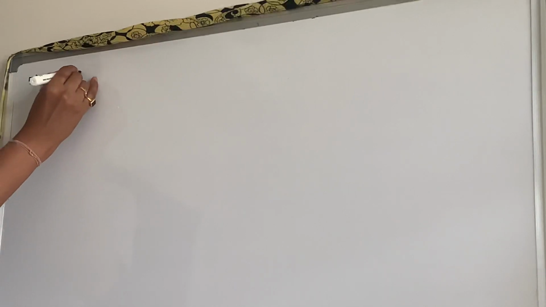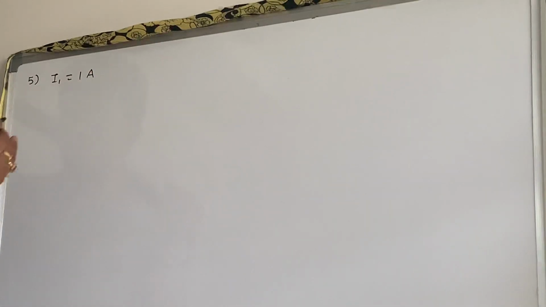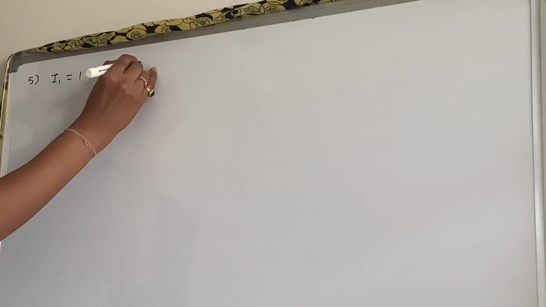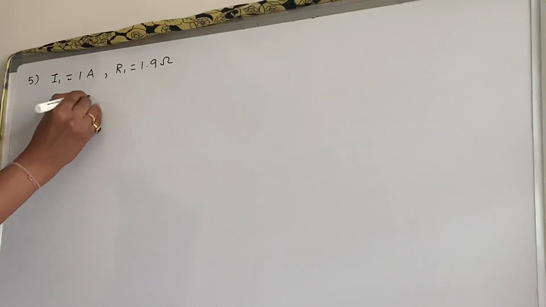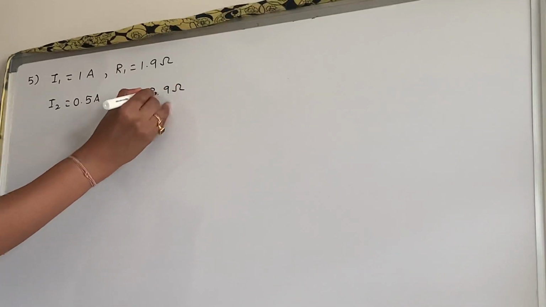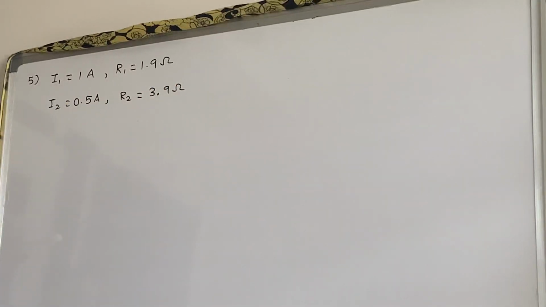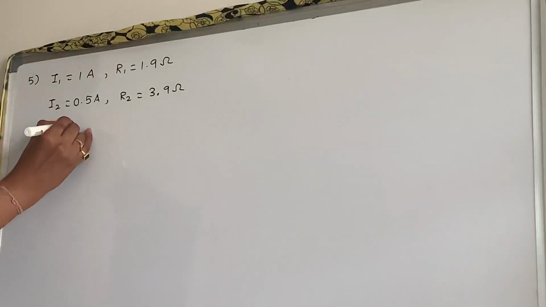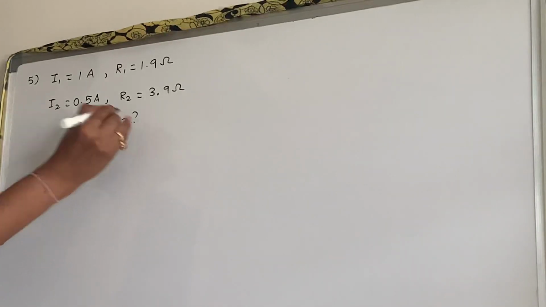you have a cell of EMF E and internal resistance small r that sends a current of 1.1 ampere. This is fifth. Your I1 is given as 1 ampere, for which external resistance R1 is 1.9 ohm. Now this current comes out to be 0.5 ampere, for which R2 is equal to 3.9 ohm. R2 is how much? 3.9. What they want here is the internal resistance, and they want the EMF.